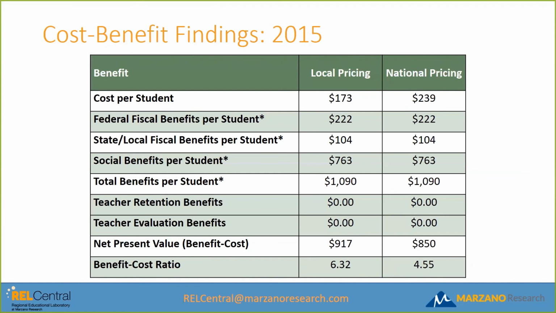So what we found is that for every dollar spent on the program under local pricing, the benefits accrued to about $6.32. So a fairly significant cost-benefit ratio. A little bit lower for national pricing because the costs were higher while the benefits stayed the same. Next slide.